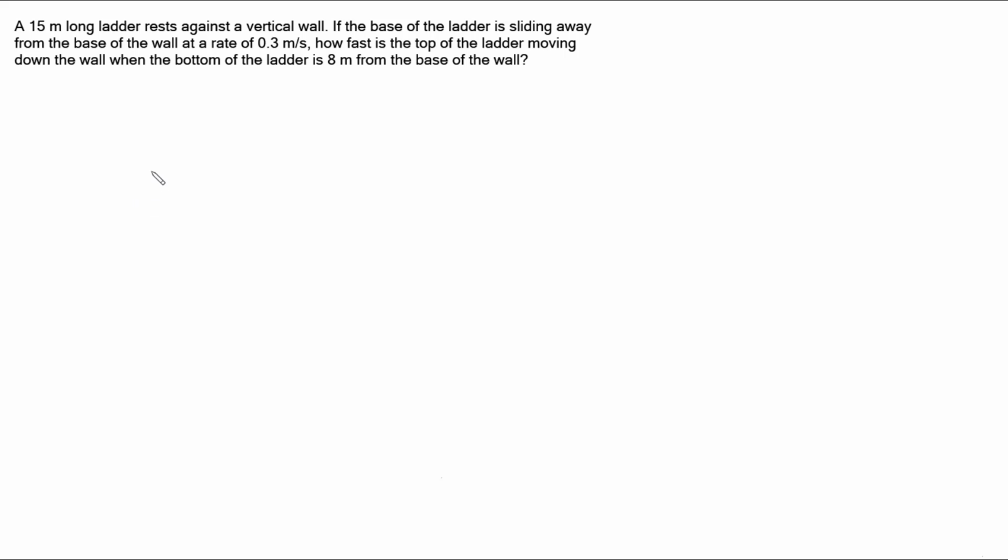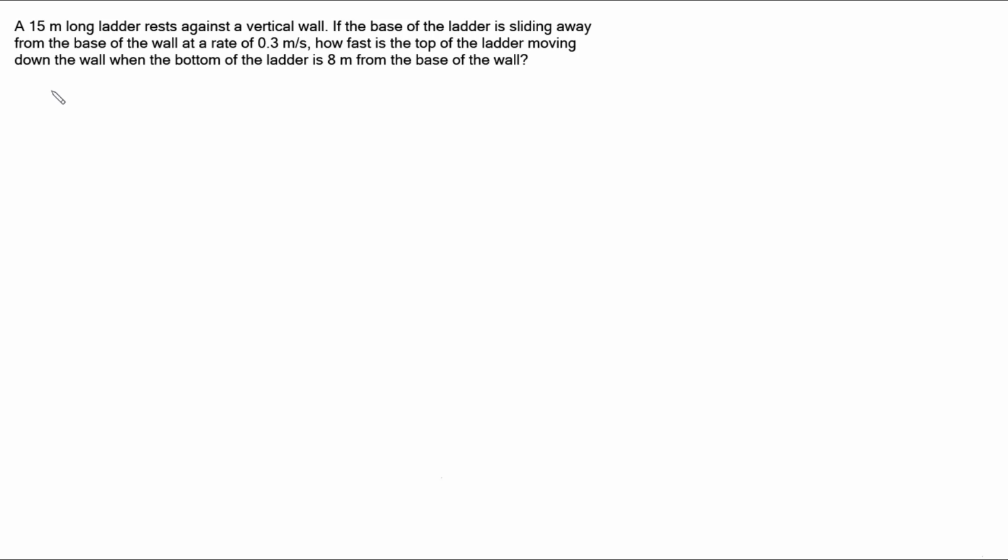Hi, in this video I'm looking at this problem where a 15-meter long ladder rests against a vertical wall. The base of the ladder is sliding away from the wall at a rate of 0.3 meters per second, and we want to know how fast the top of the ladder is moving down the wall when the bottom of the ladder is 8 meters from the base of the wall.